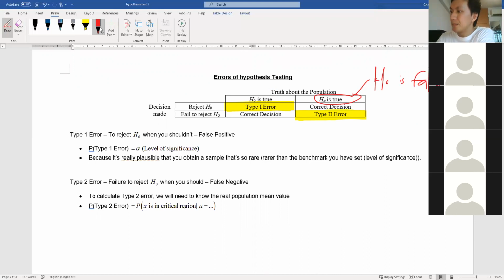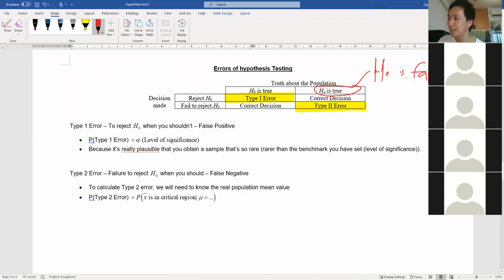Okay, so in simpler English, it's like this. I always remember it this way. So, false positive. When your conclusion is to reject H0, there is a possibility that you have made a type 1 error.